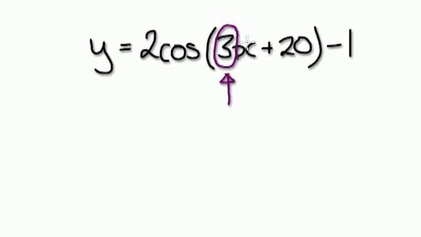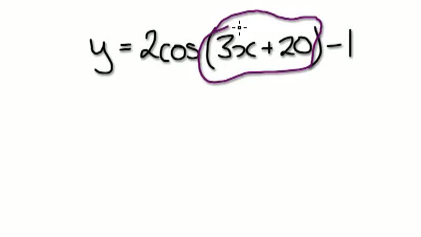So be careful. If it's 1, it's nice and easy. You just shift it across by 20. But here you've got a coefficient of 3 here, so it complicates things. Remember, sort out this bubble first.